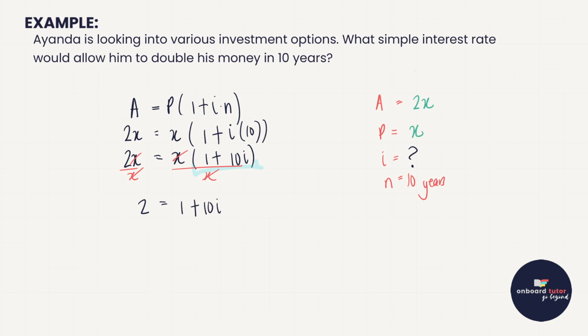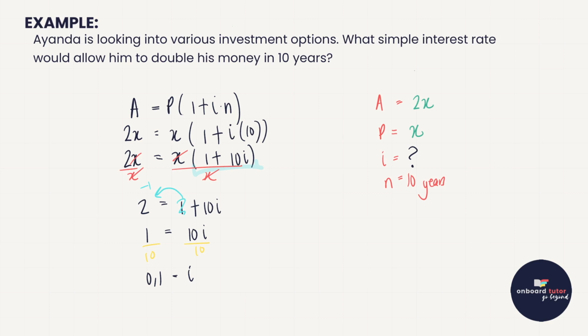Okay, now we're going to move this 1 across. It's going to become minus 1 on that side. So 2 minus 1 is 1 equals 10i. And then we're going to divide both sides by 10. So now I can see that I is equal to 1 over 10, or 0,1.